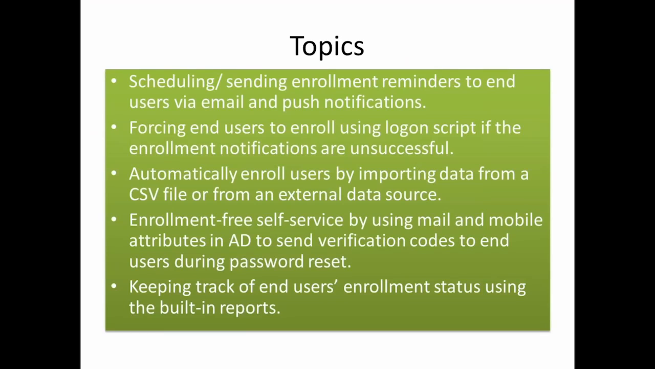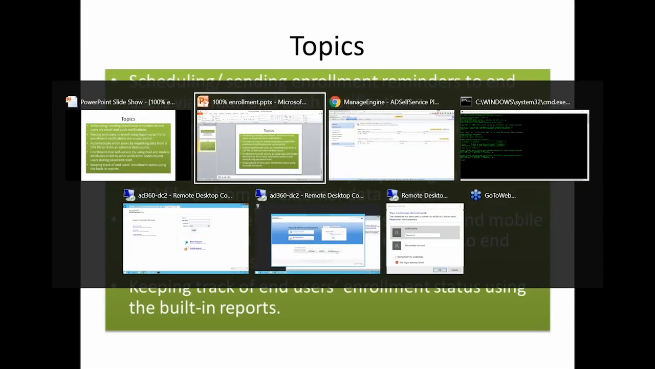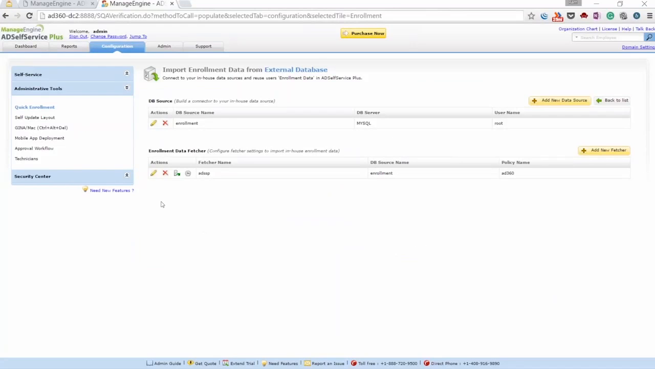The fourth point is enrollment free self-service by using mail and mobile attributes. So by following this step, the users does not have to enroll into the product, but still they'll be able to reset their password by using AD Self-Service Plus. Now let's see how that step could be done. So again, we'll head to the product, logging in as the admin.